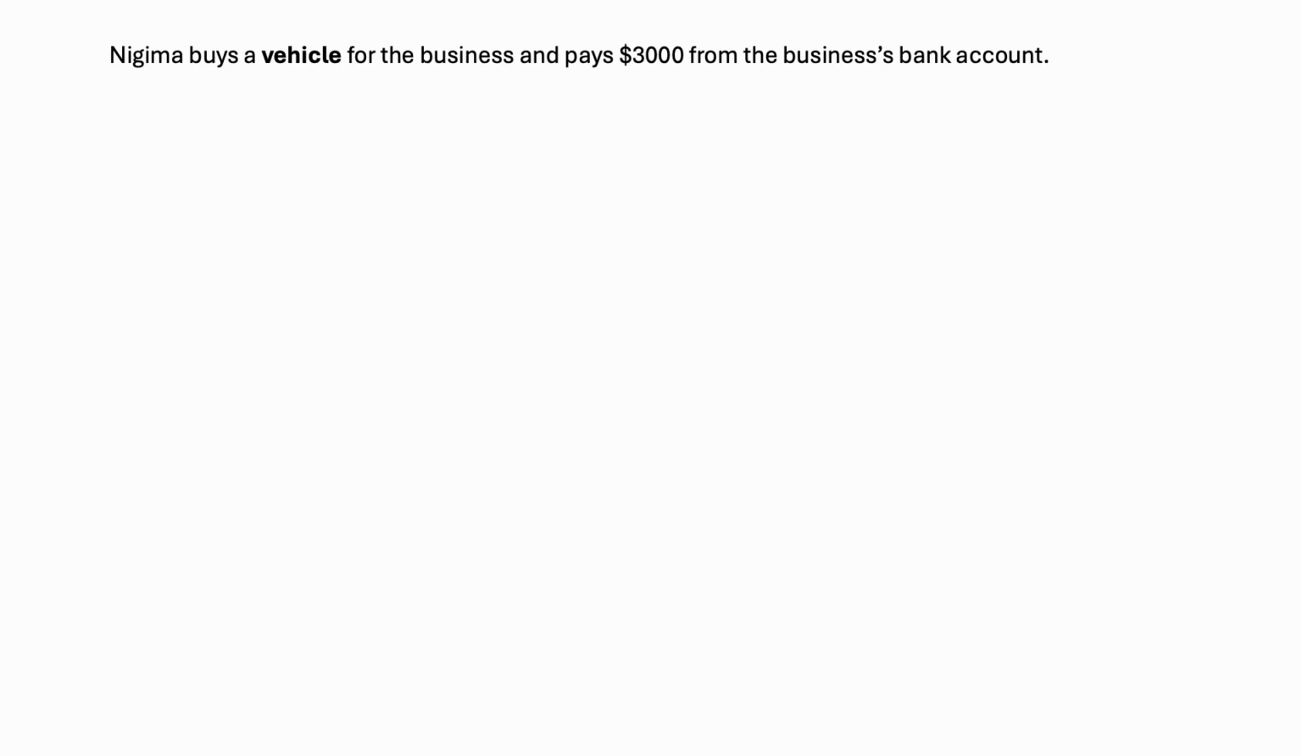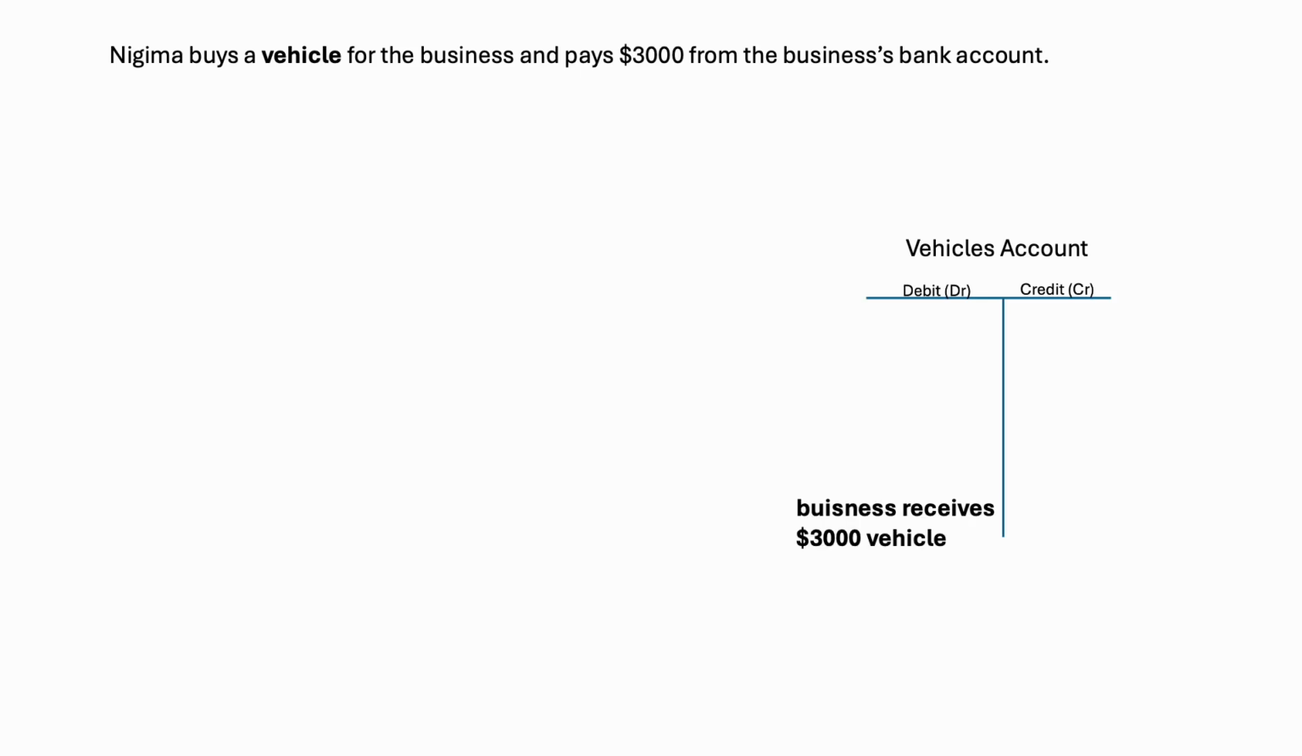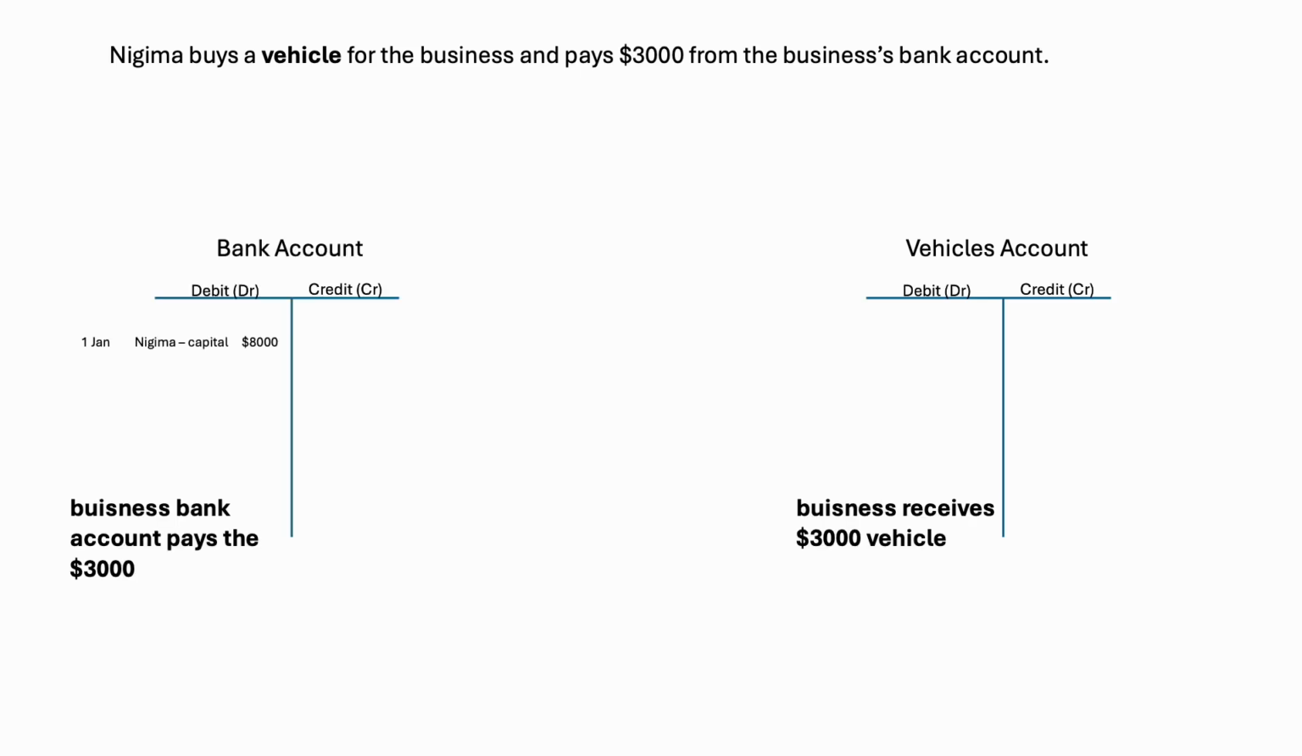Okay, here Nigima buys a vehicle for the business and pays $3,000 from the business bank account. Here, the two sides of the transaction are that Nigima's business receives a $3,000 vehicle and the business bank account pays the $3,000. So we debit the vehicle's account and credit the bank account.